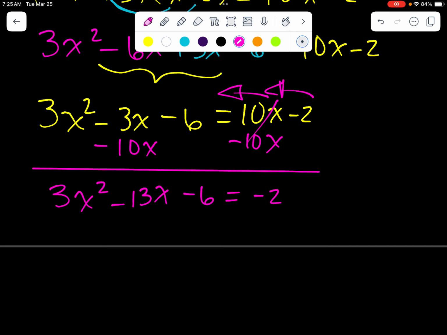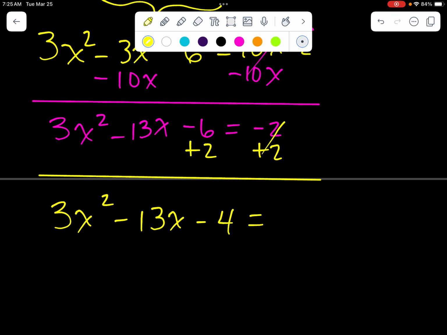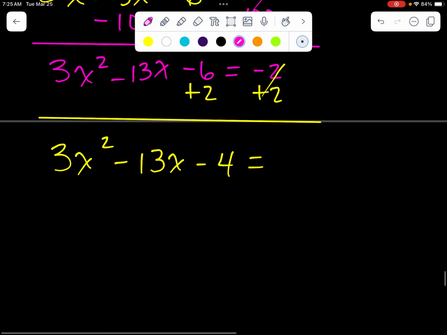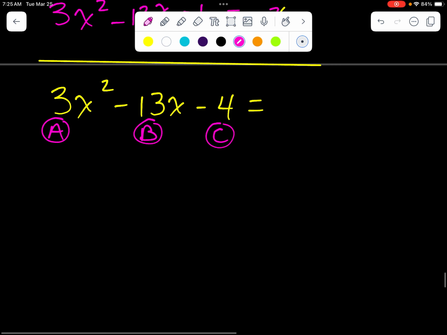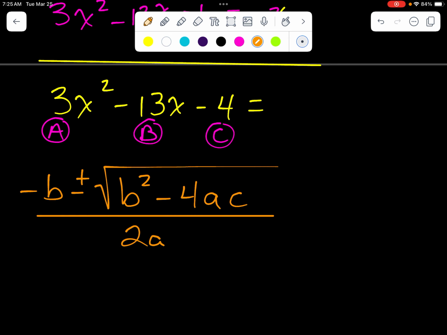And then we want to move the minus 2 to the other side. The opposite of minus 2 is plus 2. That will go with the number, right? Numbers go with numbers, x's go with x's. And so we're finally left with 3x squared minus 13x minus 4. This is not factorable, so we are going to use the quadratic formula, which means I have to label this 3 is my A, negative 13 is my B, and then the negative 4 is my C. Quadratic formula, yeah, this is taking a lot of steps here. Negative b plus or minus the square root of b squared minus 4ac, all of that divided by 2 times a.